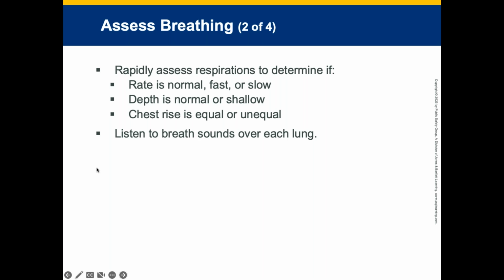Right, each lung. How many lobes are there on the right side? How many lobes do we have on the right, and how many lobes do we have on the left? Right, 3 versus 2, exactly. So listen to every lobe, utilizing a Z pattern going down the back. You should be listening in 6 different locations in the back and 4 more locations in the front.